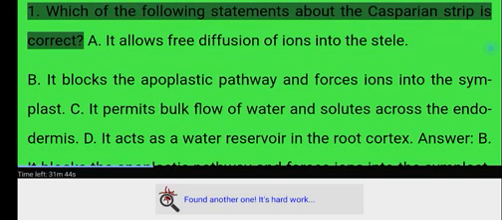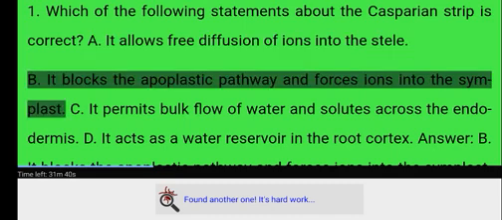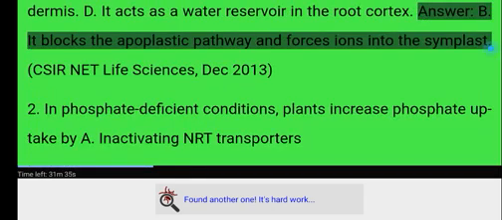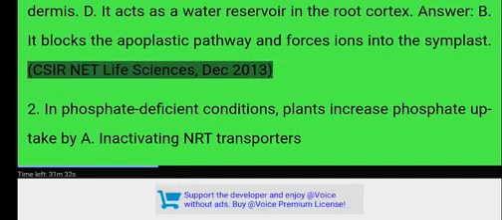1. Which of the following statements about the Casparian strip is correct? A. It allows free diffusion of ions into the stele. B. It blocks the apoplastic pathway and forces ions into the symplast. C. It permits bulk flow of water and solutes across the endodermis. D. It acts as a water reservoir in the root cortex. Answer: B. It blocks the apoplastic pathway and forces ions into the symplast. CSIR NET Life Sciences, December 2013.